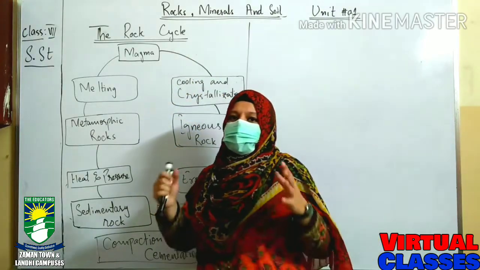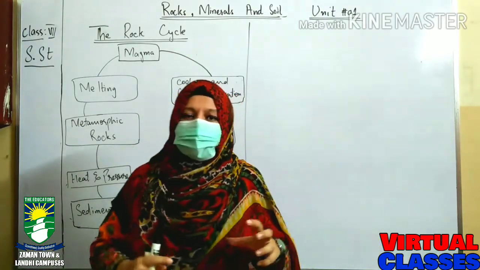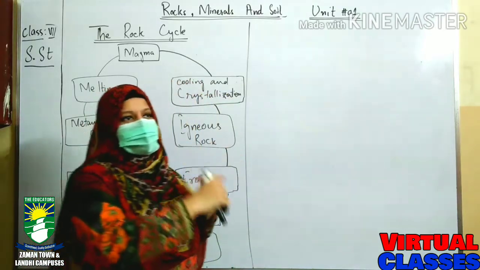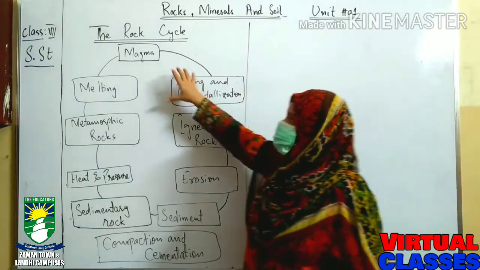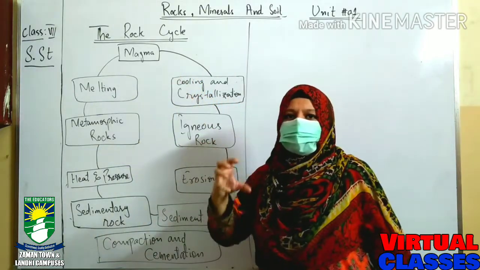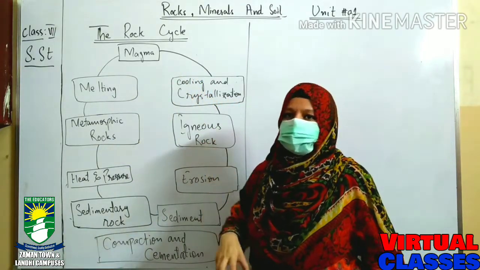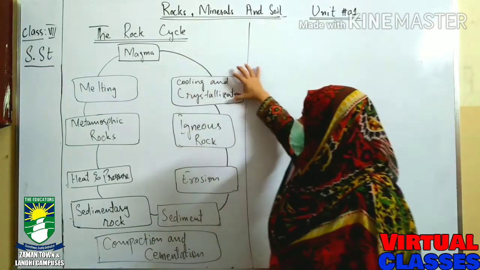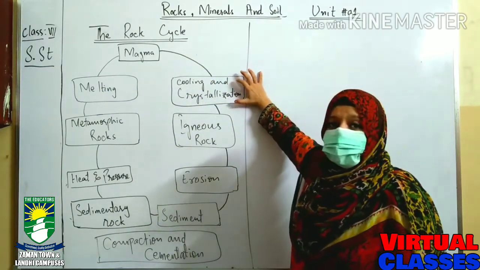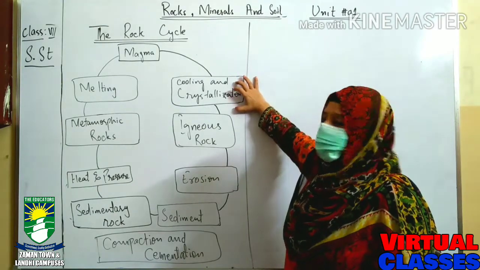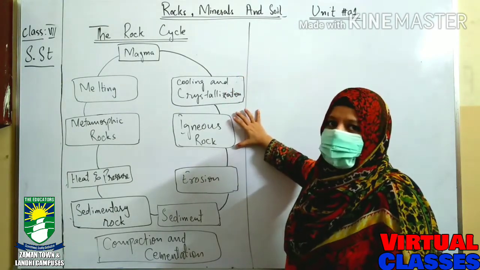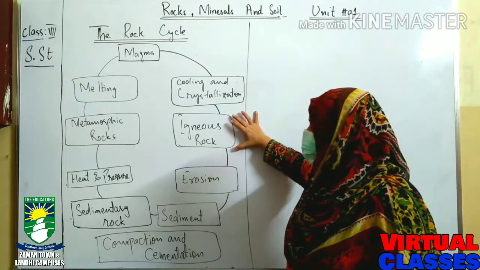In the rock cycle, we will explain that rocks change their forms from one to another. For example, magma. Magma is the hot molten rock present inside the crust. When it cools down, the material of magma crystallizes and forms igneous rock. Igneous rocks are volcanic rocks.